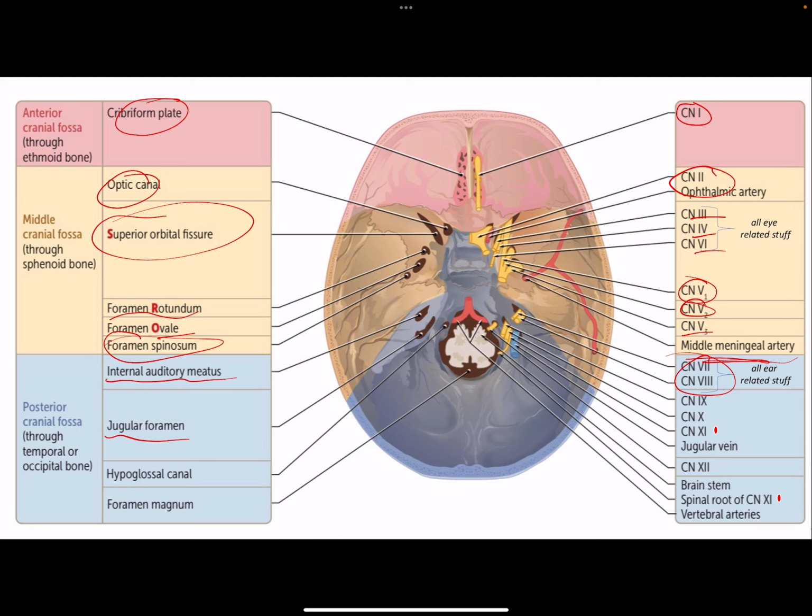And then a bunch of things go through the jugular foramen. We said it's 9, it's 10, and 11 goes upwards through the foramen magnum and then goes down with everybody. But it's called the jugular foramen, so the jugular vein also goes through here. The hypoglossal canal is going to be cranial nerve 12, and that is literally its namesake. And then the foramen magnum is where the brainstem is going through. We said cranial nerve 11 goes up through it, and the vertebral arteries are coming through here to form the basilar artery.